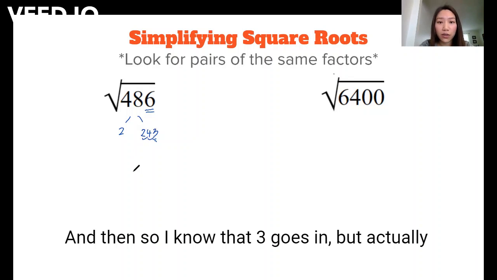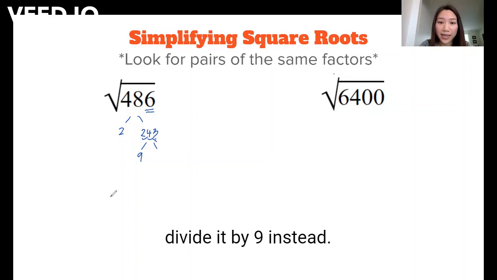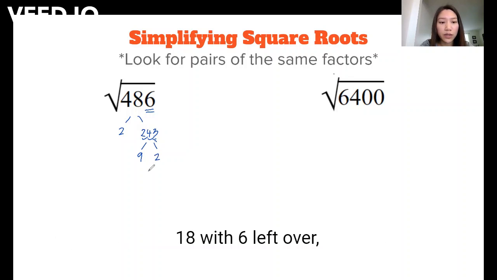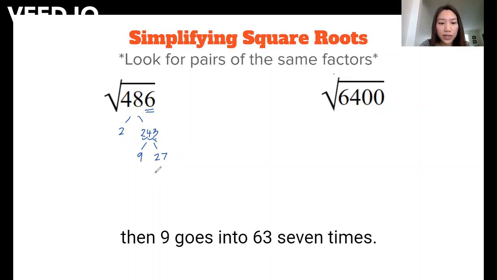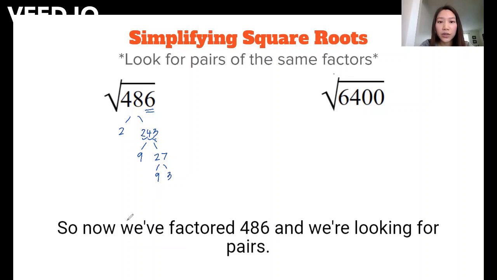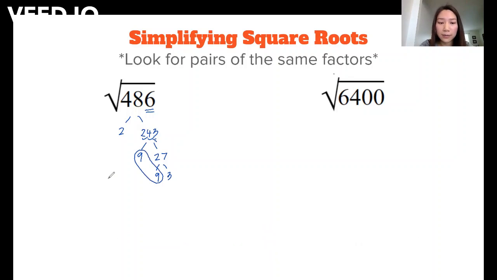And then so I know that 3 goes in, but actually, because it adds up to 9, I know that 9 goes in. So I might divide it by 9 instead. Okay, so 9 goes into 24 2 times, that'd be 18, with 6 left over. Then 9 goes into 63 7 times. And then I know that 27 is really just 9 times 3. So now we've factored 486 and we're looking for pairs. So you see that we have a pair of 9s.